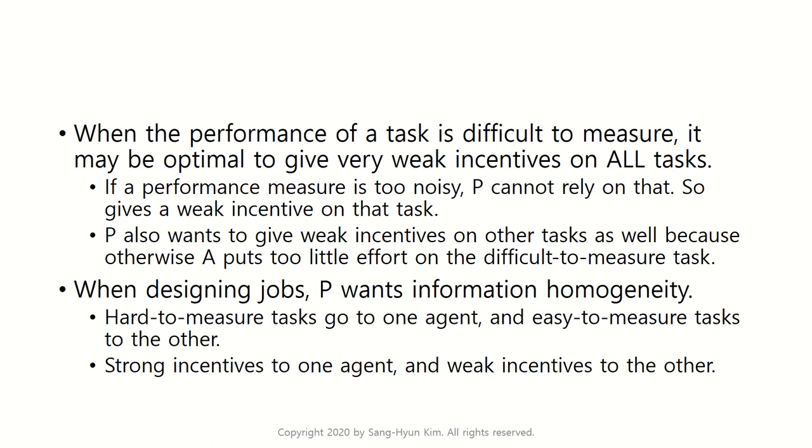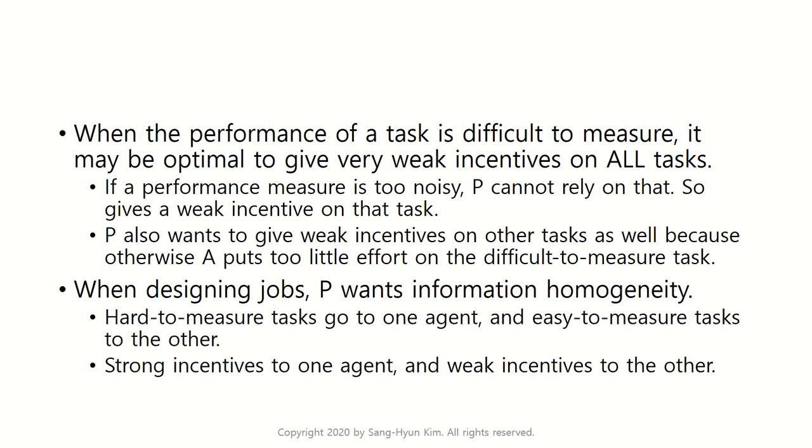So when designing jobs, the principal wants information homogeneity. In other words, the principal wants to design jobs within which the tasks are either all hard to measure or all easy to measure. So it must be homogeneous inside the job. You put hard-to-measure tasks in one job and easy-to-measure tasks in the other job. So we separate these tasks into different jobs. And then you give strong incentives to the agent doing the easy-to-measure tasks, and you give weak incentives to the other. That's basically the idea.